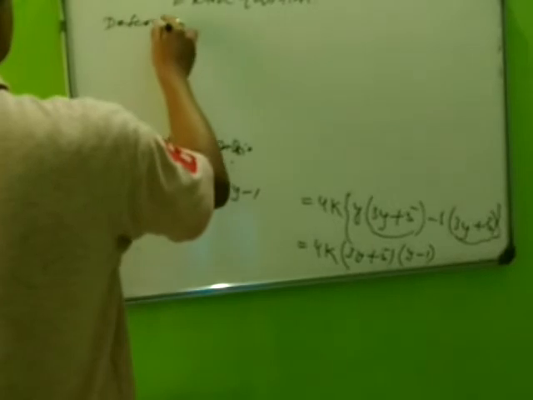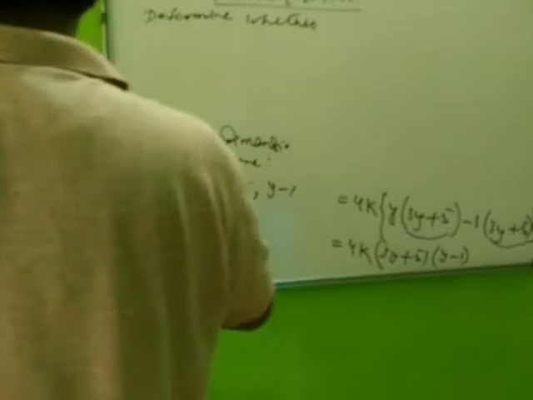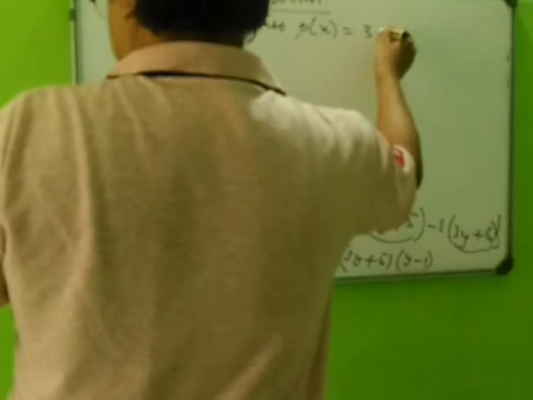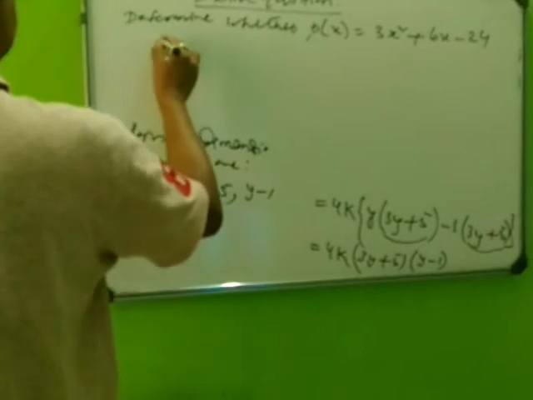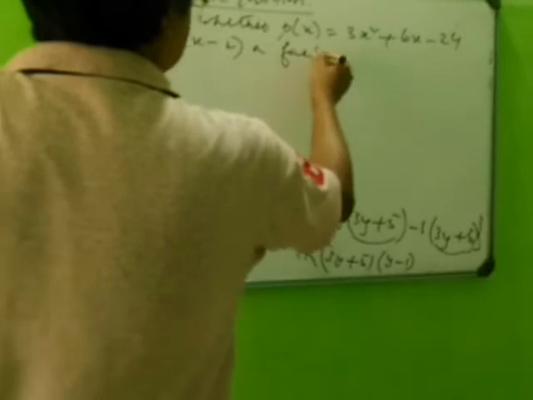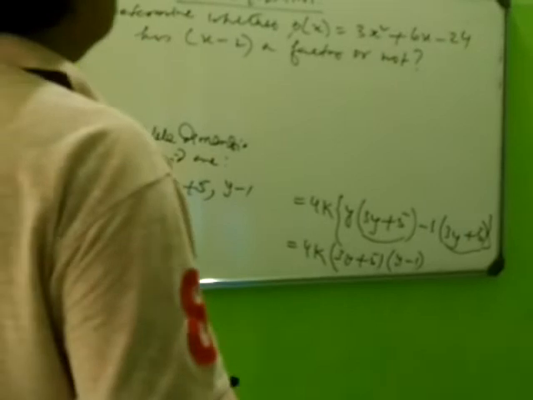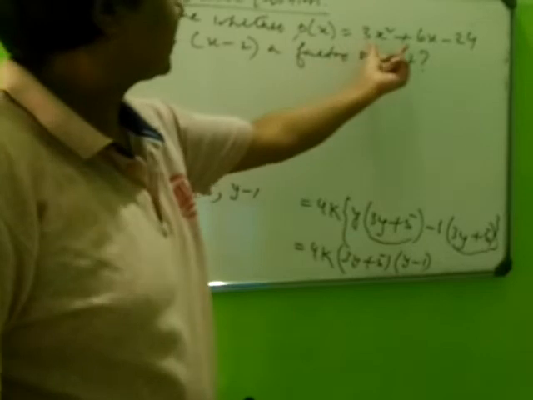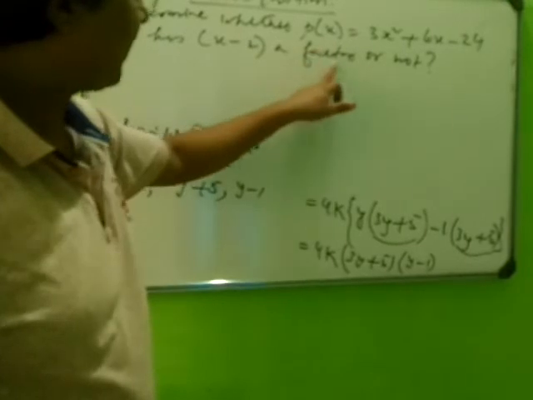Determine whether p of x equals to 3x squared plus 6x minus 24 has x minus 2 a factor or not. You are to determine whether the polynomial p of x, 3x squared plus 6x minus 24, has x minus 2 a factor or not.